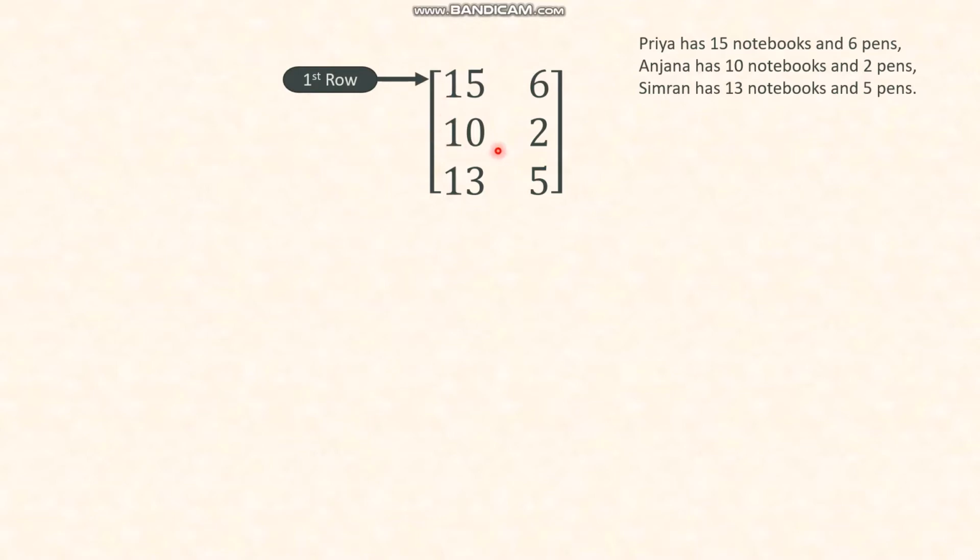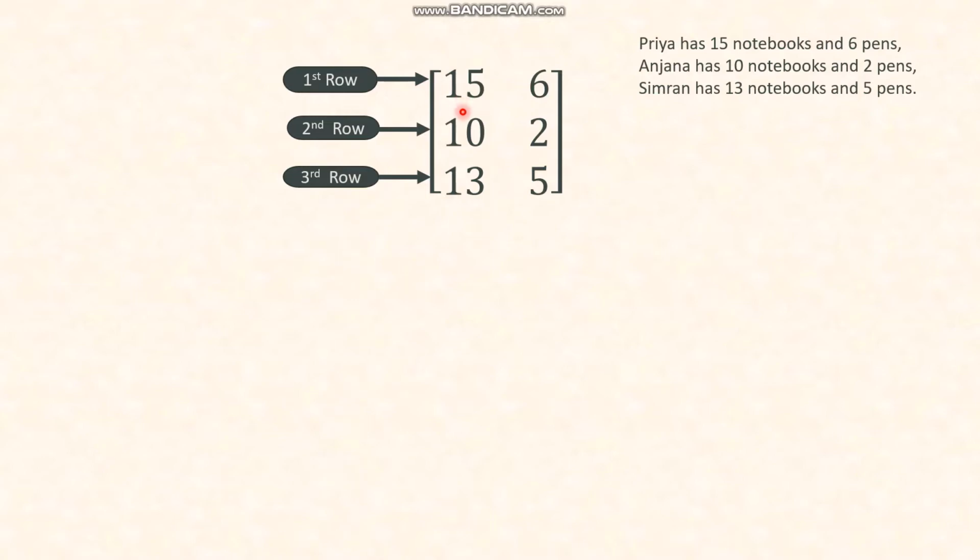The second horizontal arrangement of numbers, which is 10 and 2, represents the number of notebooks and the number of pens occupied by Anjana. So we'll name this arrangement row 2, the second row. And similarly, the third horizontal arrangement of numbers represents the notebooks and pens occupied by Simran. So we'll name this the third row.